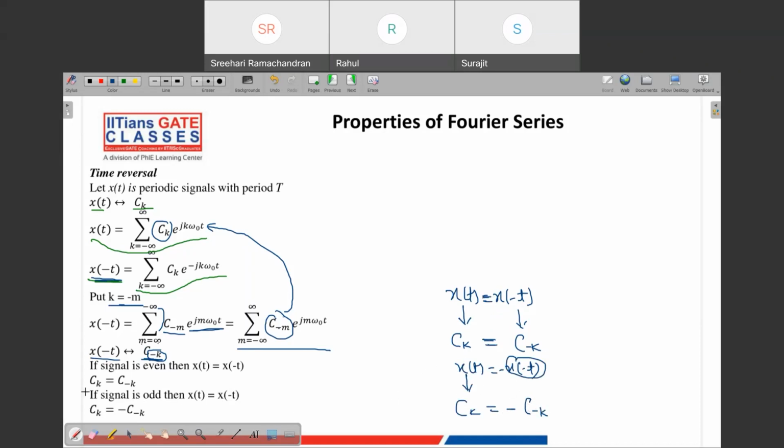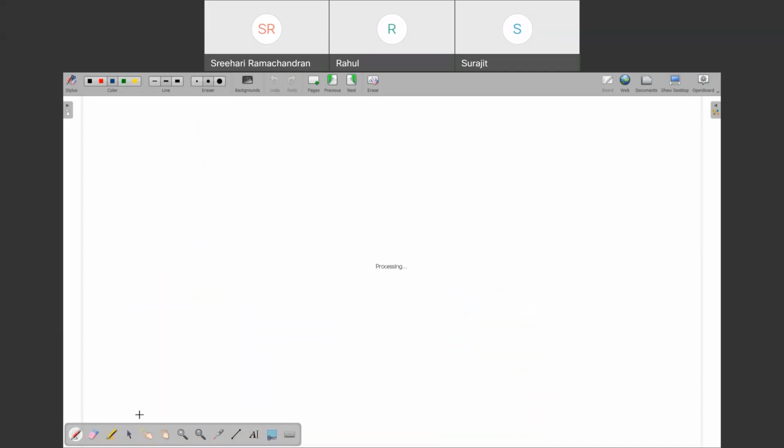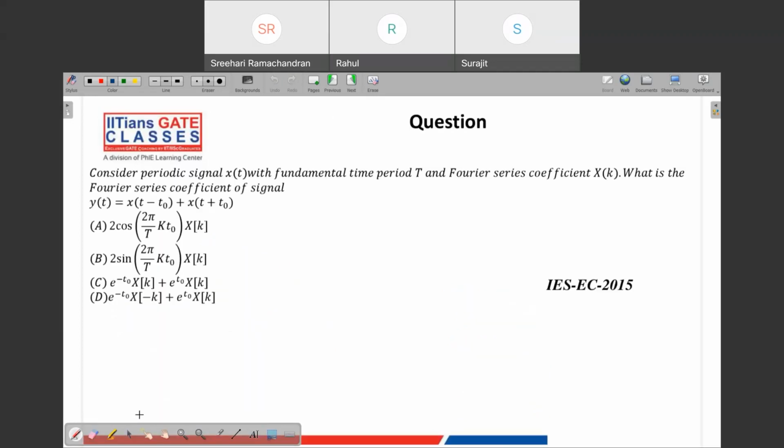This is an important property. We'll further explore this in one more property that we'll see later on. Whenever the signal is even, its Fourier coefficient will be an even function of k. Whenever the signal is odd, its Fourier coefficient will be an odd function of k. Let me go to the next slide.